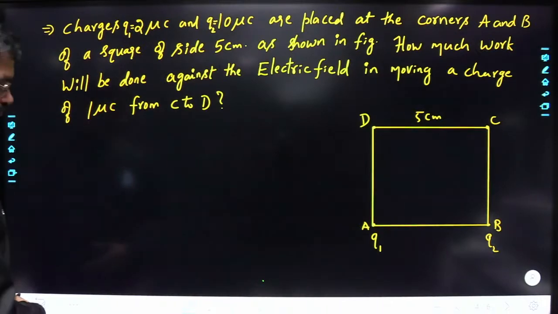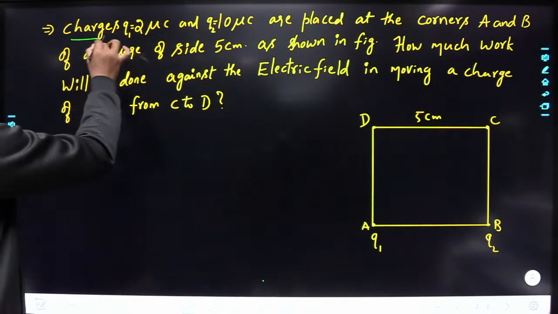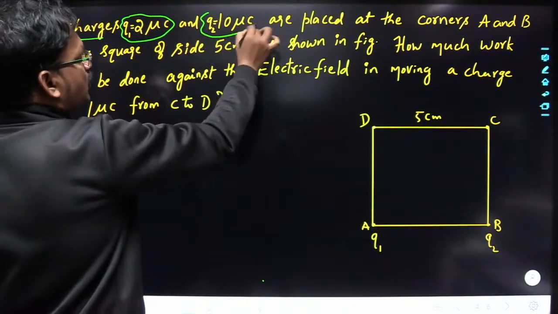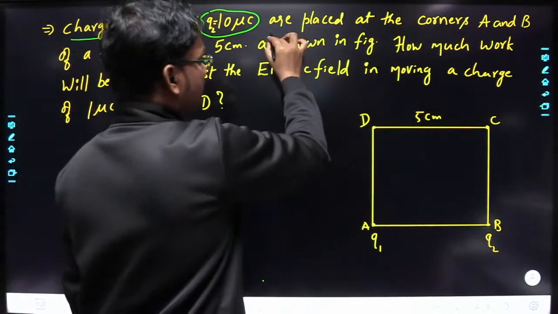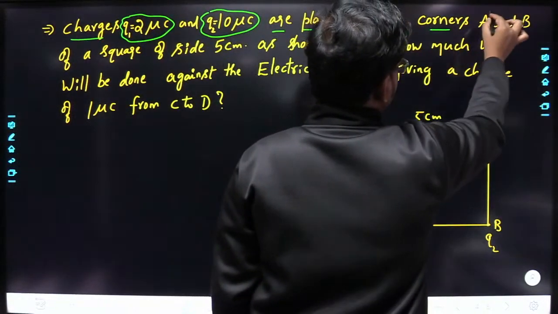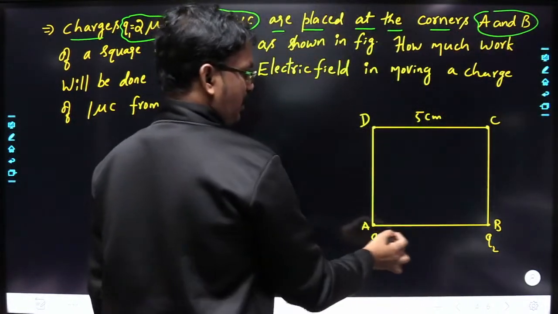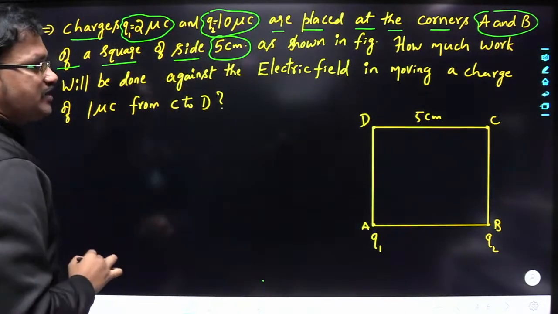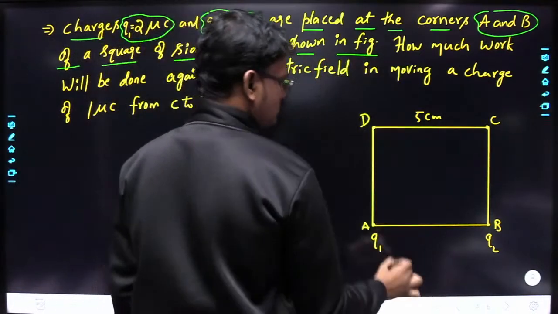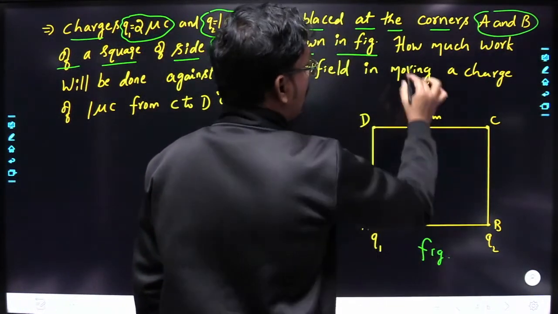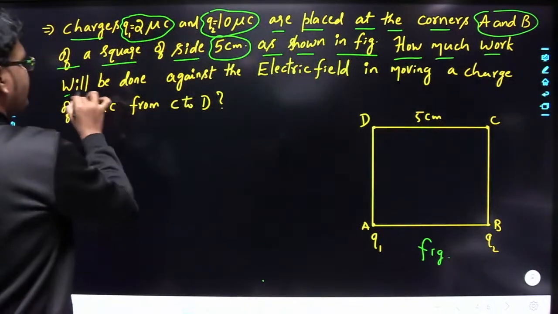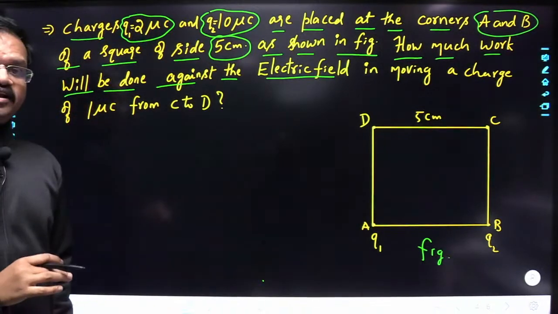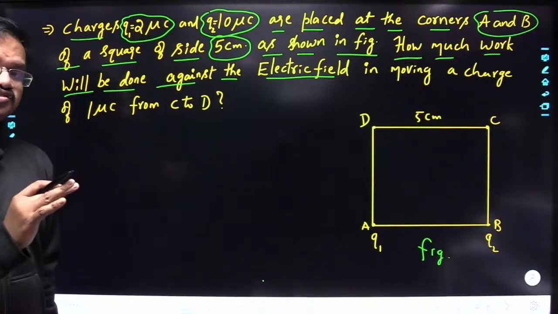So see here, I have given charges Q1 equal to 2 microcoulomb and Q2 equal to 10 microcoulomb, placed at the corners A and B of a square of side 5 centimeters, as shown in the figure. How much work will be done against the electric field? That means they are asking for the work done by the external agent.